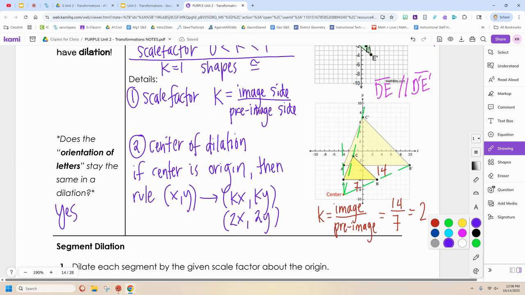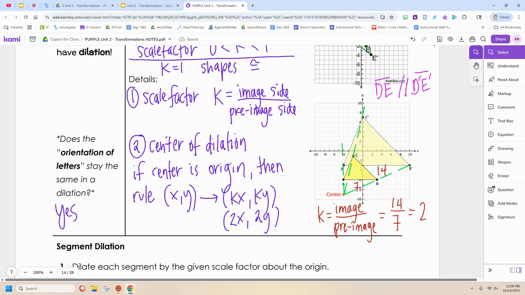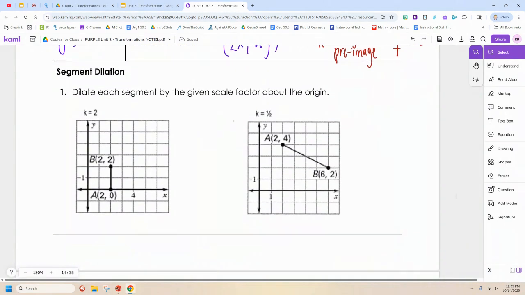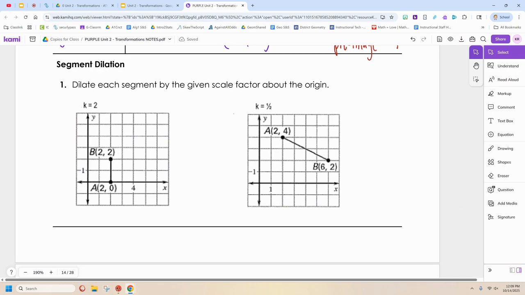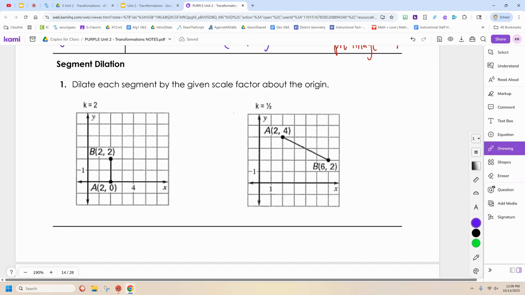But let's just practice the process of dilation. And you can't dilate a point because a point has no dimensions, but you can dilate a segment as well as a shape. Yep, so we're on page 14. All right, so down here at the bottom it says dilate each segment by the given scale factor, about the origin. It could also say the word centered at the origin. Okay, so here we go.